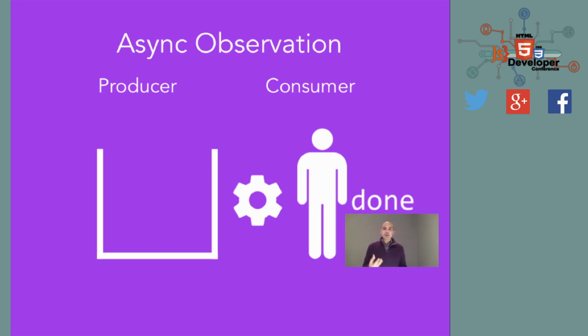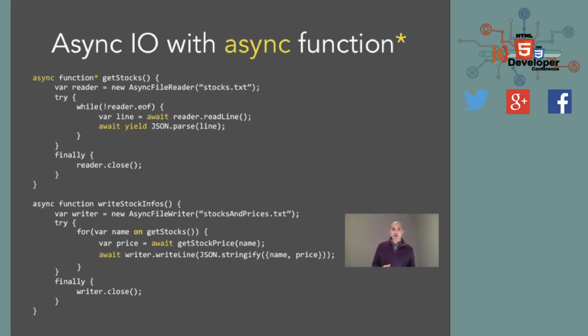So the relationship between asynchronous observation, asynchronous iteration, and iteration and observation, we can see it's clear in how you can use these patterns and their different permutations to solve the types of problems that developers are facing today. So it's really important we understand how all of these patterns relate to each other. So let's take a look at how this works.